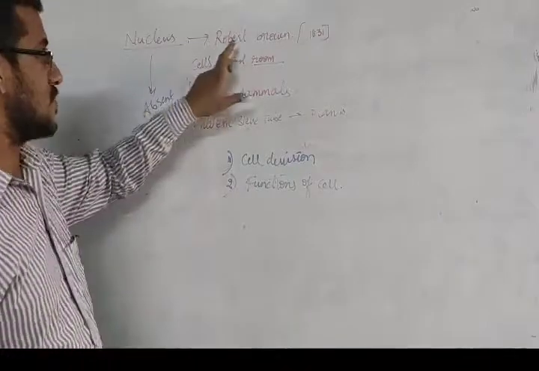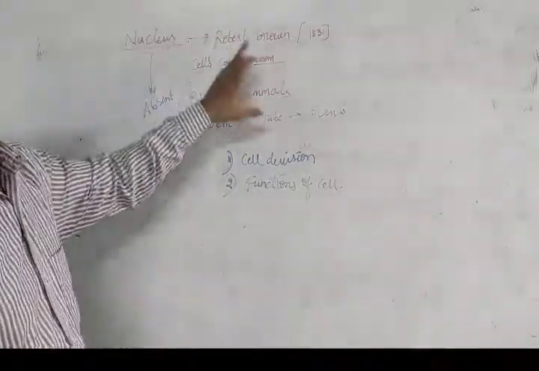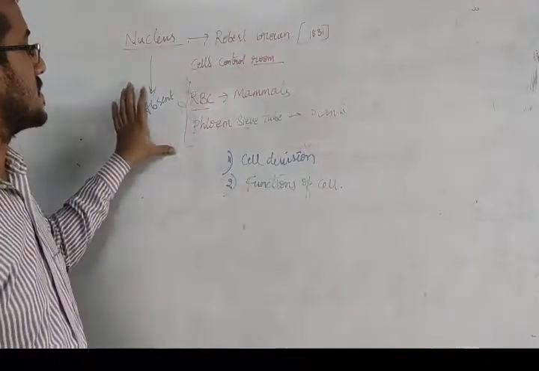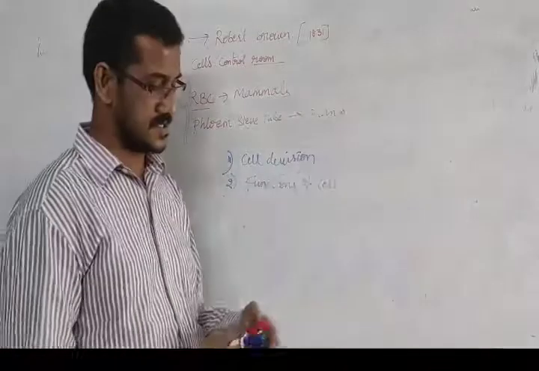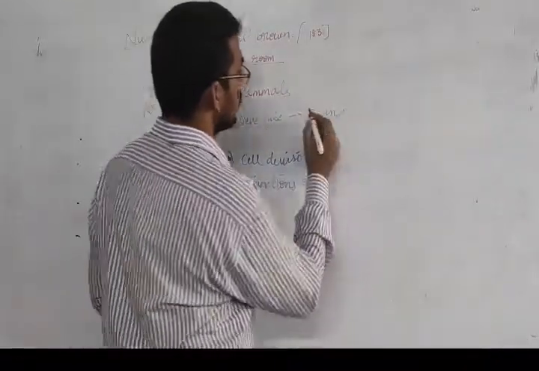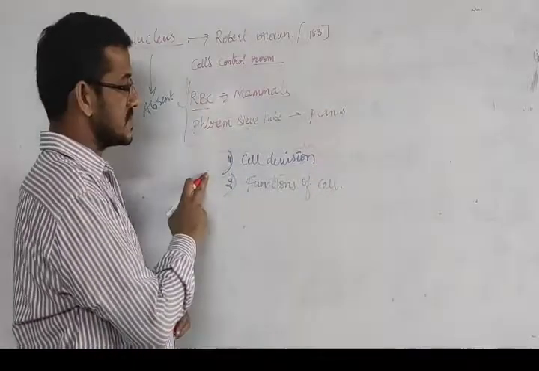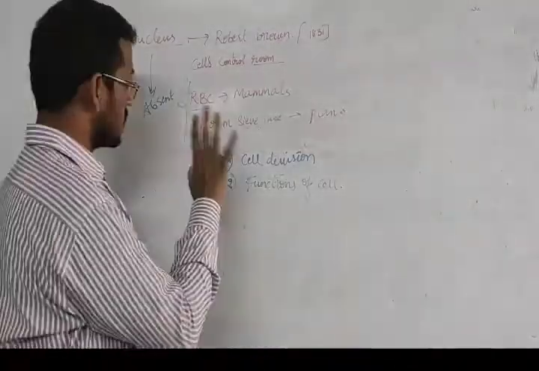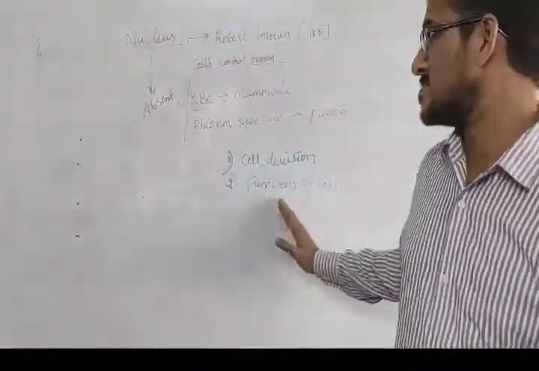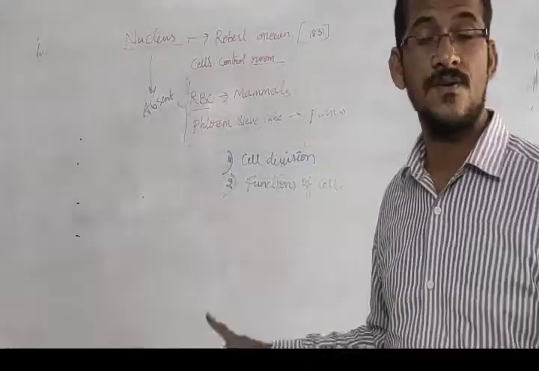In case of nucleus, who discovered? Robert Brown. Why it is called cell's control room? Because it controls all the functions. Where it is absent? In red blood cells in case of mammals, phloem, sieve tube in case of plants. Understood? And what are the functions of nucleus? It participates in cell division, helps in cell division. Next, it controls all the functions of the cell. So these are the questions asked either in objective or 1 mark. Okay, next.